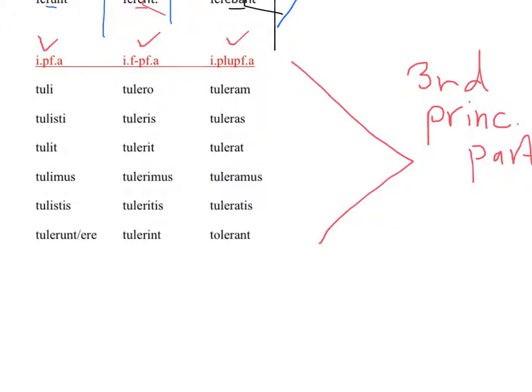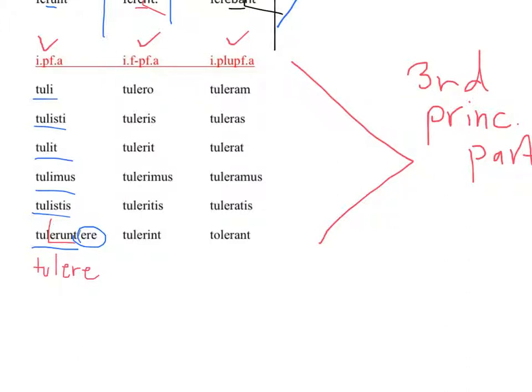The next verb tenses are easy as long as you know the principal parts: tuli, tulisti, tulit, tulimus, tulistis, and tulerunt or tulere. Remember, you always have the alternate form ERE as an ending down here. Instead of ERUNT, you could have just ERE after the TUL. So it would be written tulere in poetry sometimes.